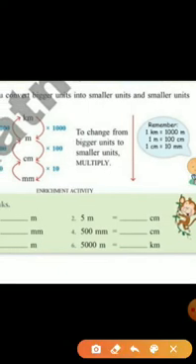Children, when we go from bigger unit to smaller unit, we always multiply. Here you can see, when we go from kilometer to meter, we always multiply by 1000 because we know that 1 kilometer is equal to 1000 meter. When we go from meter to centimeter, we multiply by 100 because 1 meter is equal to 100 centimeter. And when we go from centimeter to millimeter, we multiply by 10 because 1 centimeter is equal to 10 millimeter.